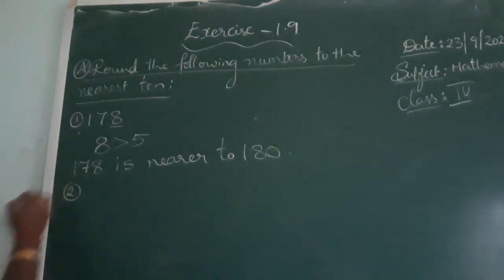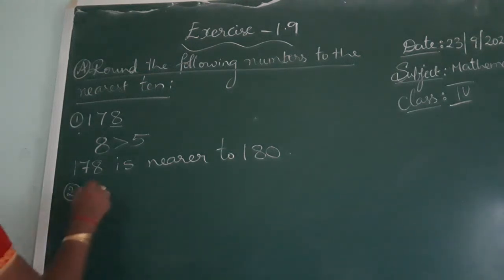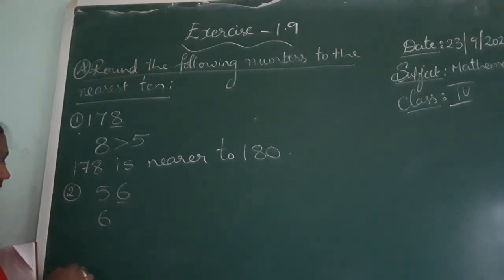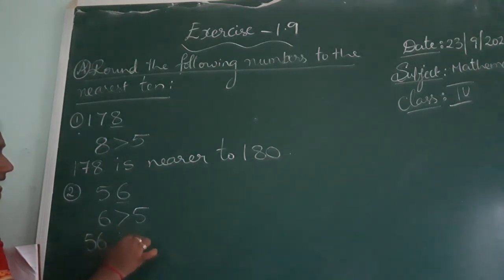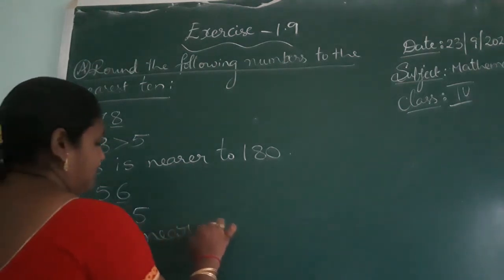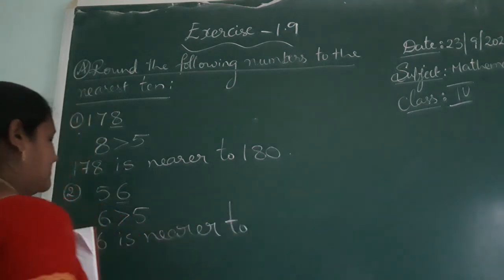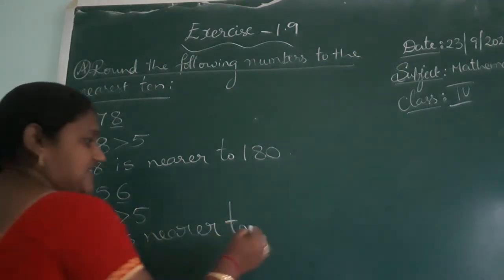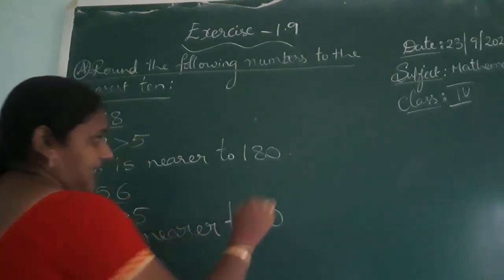See the second one, children. 56. While finding the nearest 10, we have to check the number at the ones place. 6. Is 6 more than 5 or less than 5? More than 5. So 56 is nearer to the next 10. What comes after 50? After 50 which tens will come? 60.